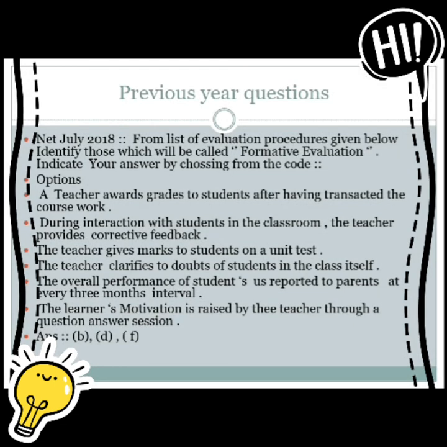So, previous year question paper. This question was asked in NET July 2018. From the list of evaluation procedures given below, identify which will be called formative evaluation. So the option is B: during interaction with students in the classroom, the teacher provides corrective feedback.